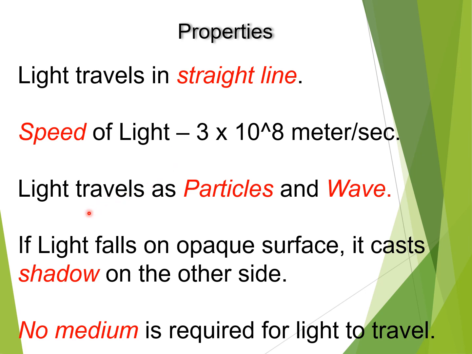Third property is that light travels as particles and waves. Then if light falls on an opaque surface, it casts a shadow on the other side. This again proves that light travels in a straight line. And the last property is that no medium is required for light to travel. As I said before also, it can travel in vacuum also. So light doesn't need any medium to travel.